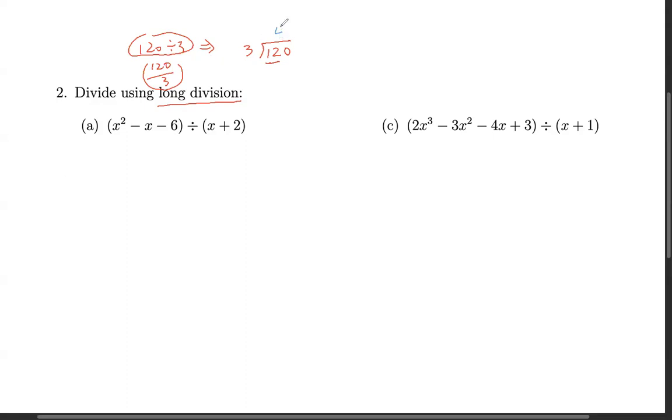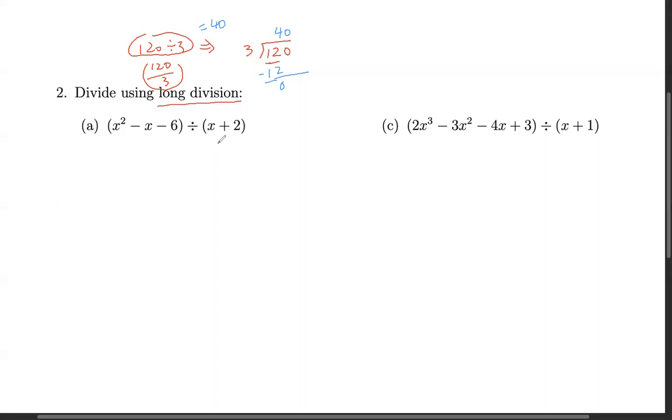3 multiplied by 4, I put this 4 on top of 2. 3 times 4 is 12. Then minus 12, so I get 0. Right? Then this is 0. Well, this 0 I just pull up. So once I reach 0, I'm done. So that means 120 divided by 3 equals 40. Right? So if I'm not reaching 0, I'm going to keep going until the number is smaller than 3.